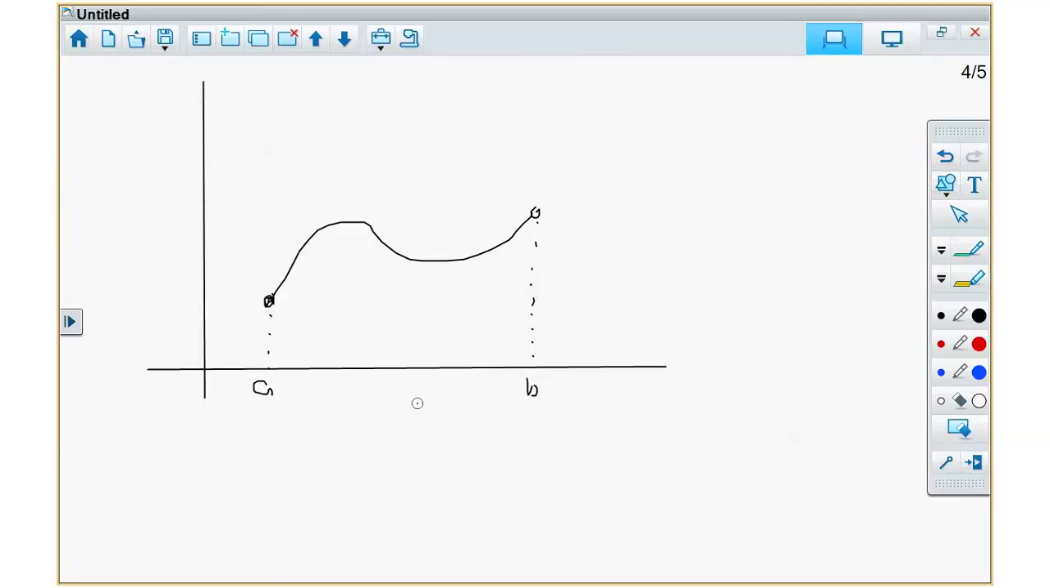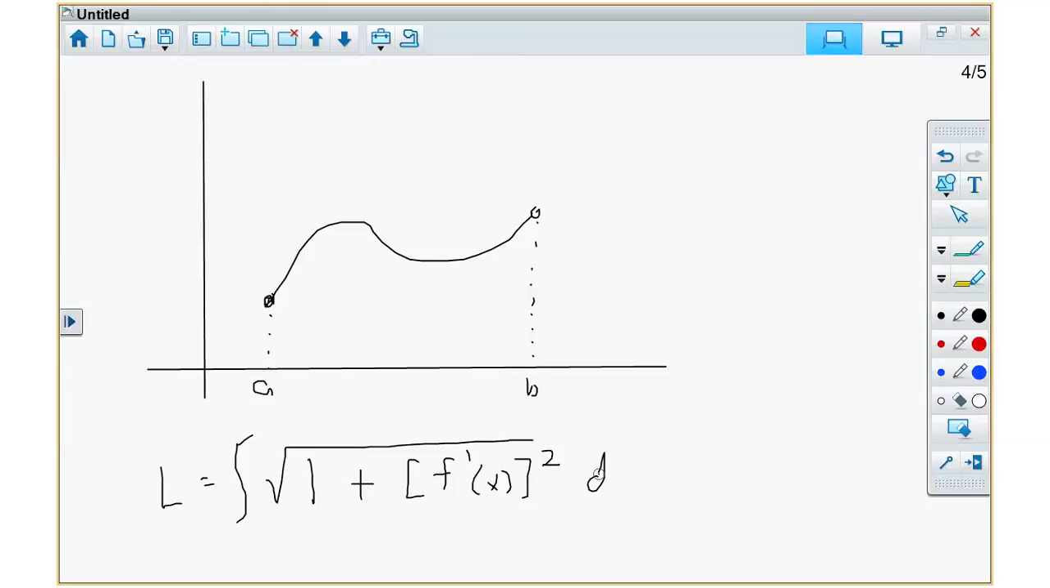And here is your formula. The antiderivative, or arc length, they do it as L, is equal to the square root of 1 plus the derivative of f of x, which is f prime of x, squared. Now, what is different about this?